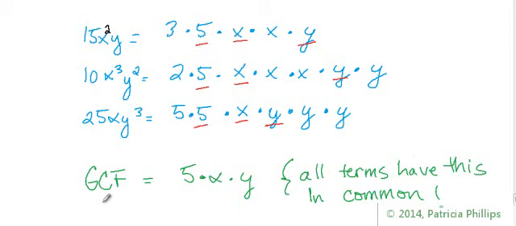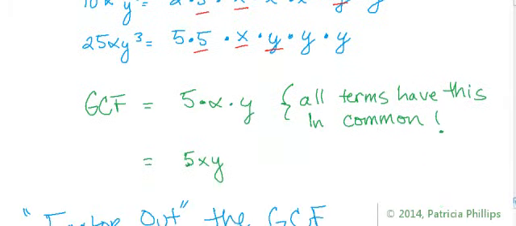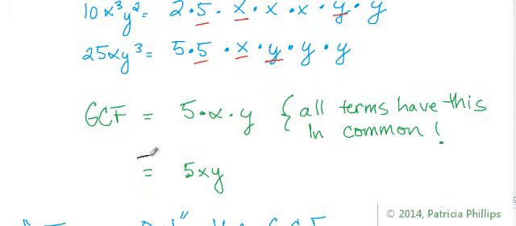So the greatest common factor of that set of monomials is 5 times x times y. All of the terms in that problem have this in common. They all have a 5, they all have an x, and they all have a y. Some of them have more than one of the variables, but we're looking for what they all have in common. So now that we've done that, we can write it in a more simple form without the multiplication sign, and just put all of these right next to each other as 5xy. And that's the greatest common factor.